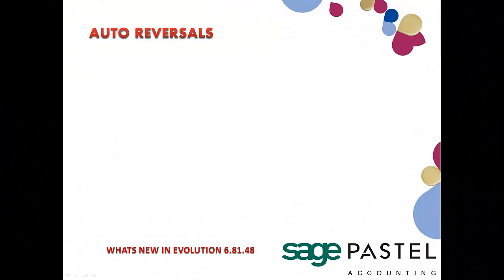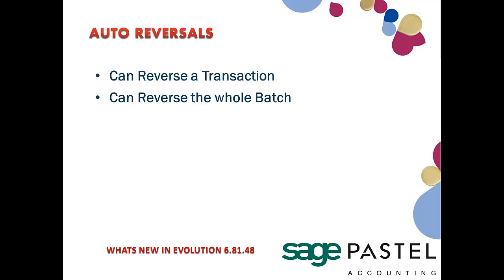Hello, and here we are looking at the new auto reversal feature in Pastel Evolution 6.81. With auto reversals, you can reverse a transaction in a previously posted batch, or you can reverse the whole batch. It's really easy. That's very useful for several reasons, like correcting posting errors by line or by the whole batch, for example. I'll show you the steps involved now, and then I'll give you a brief demonstration in Evolution.